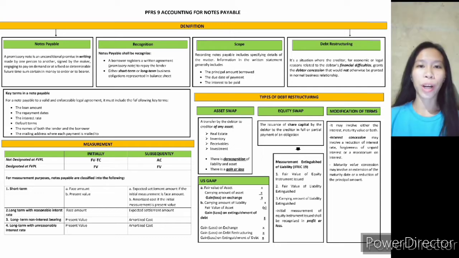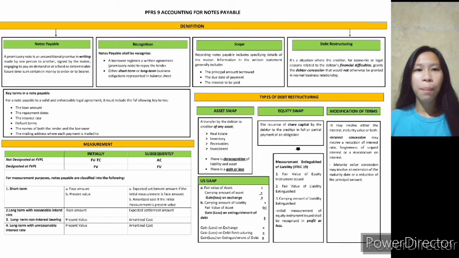So let's go on to equity swap. An equity swap is a transaction whereby a debtor and creditor may renegotiate the terms of a financial liability with the result that the liability is fully or partially extinguished by the debtor issuing equity instruments to the creditor. Simply stated, an equity swap is the issuance of share capital by the debtor to the creditor in full or partial payment of an obligation.